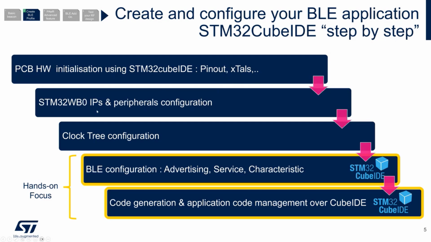The second step is to activate some IPs, internal IPs, and configure some peripherals. Configuring peripherals is, for example, configuring the UART to output some logs. It also includes IPs that are mandatory to manage the Bluetooth Low Energy connection, like the random generator, PKA, and such things. Then we will configure the clock tree. Here we decide what my CPU clock speed will be. Do I need high performance, or do I prefer to save some power consumption? This is all the hardware configuration.